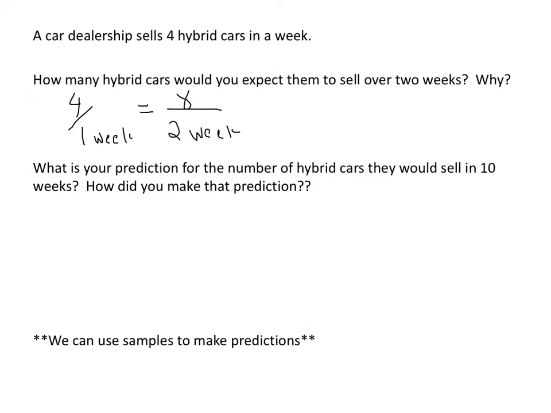So what is your prediction for the number of hybrid cars that they would sell in 10 weeks? Once again, if we had 4 in 1 week and we wanted to know how many in 10 weeks, this would be times 10. So we'd expect them to sell about 40 cars in 10 weeks. And really what this is showing is that we can use samples to make predictions. Does that mean they're for sure going to sell 40 cars? No, not at all. But we're just making a prediction, because maybe it's a trend that they've been seeing.